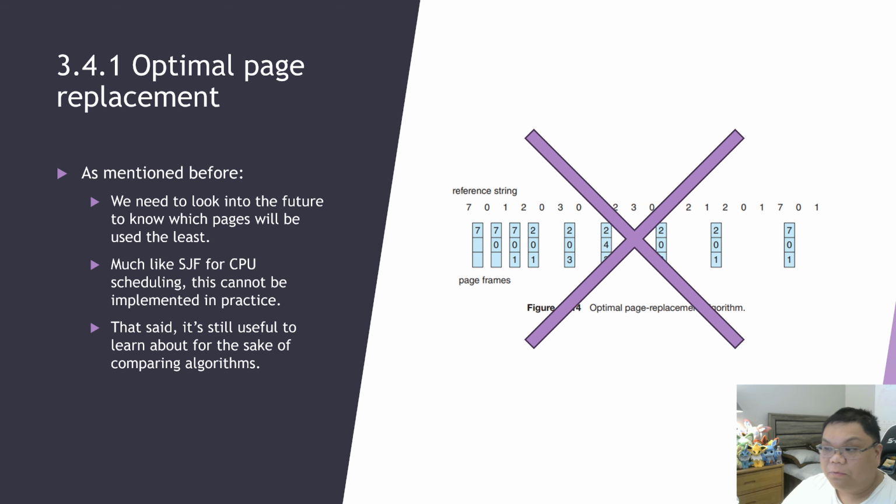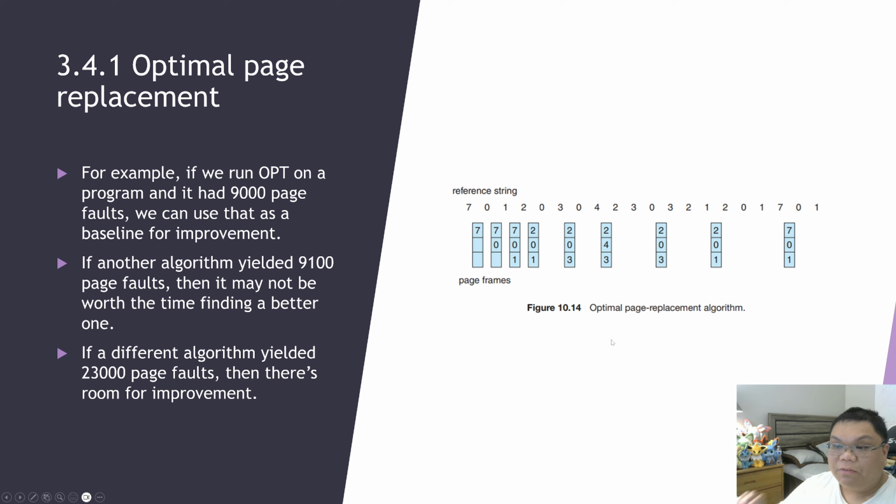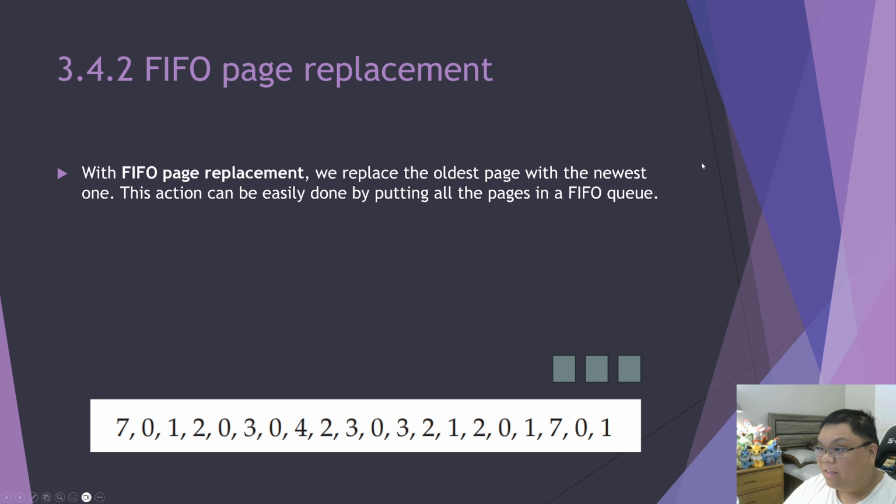But it is great for benchmarking purposes because if we know OPT ran with, say, 9,000 page faults, we use this as a benchmark for improvement. If another algorithm ran with 9,100 page faults, then it might not be worth finding a better algorithm. If a different algorithm yields 23,000 page faults, then there's room for improvement.